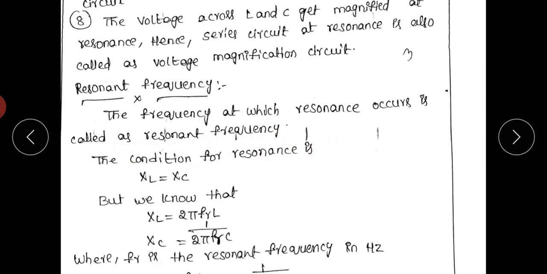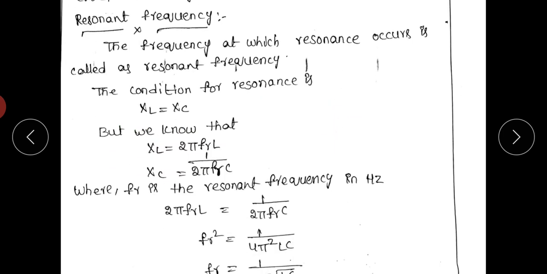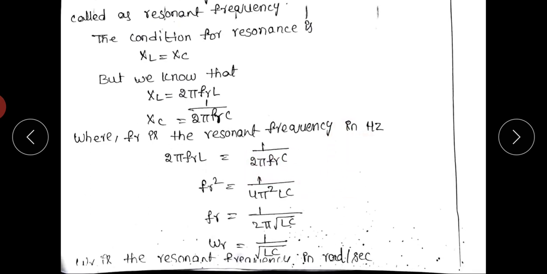So resonance condition XL equals XC. We know that XL equals 2 pi FR L, where FR is the resonance frequency, and XC equals 1 by 2 pi FR C. At resonance condition these two are equal, so 2 pi FR L equals 1 by 2 pi FR C. So FR square equals 1 by 4 pi square LC, and FR equals 1 by 2 pi root LC, or omega R equals 2 pi FR, which equals 1 by root LC. Omega R is the resonance frequency in radians per second. It is called angular frequency, and FR is called frequency.